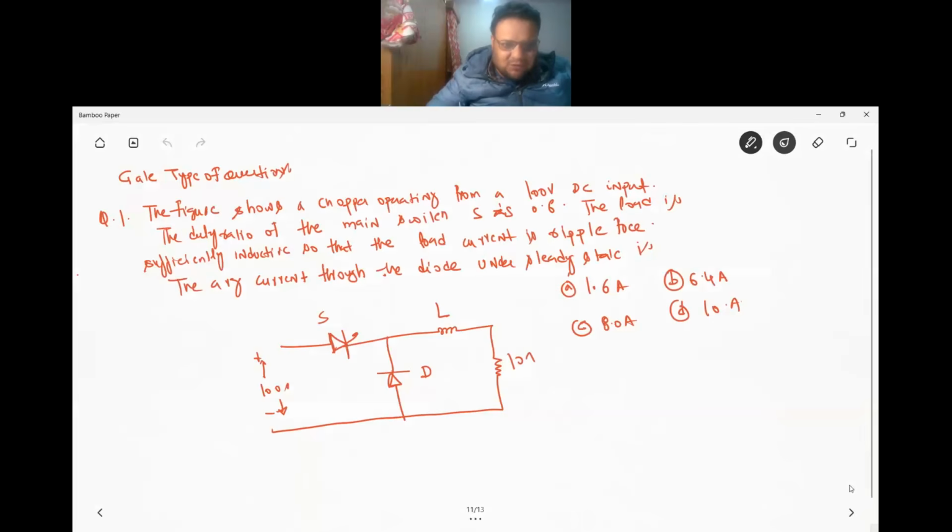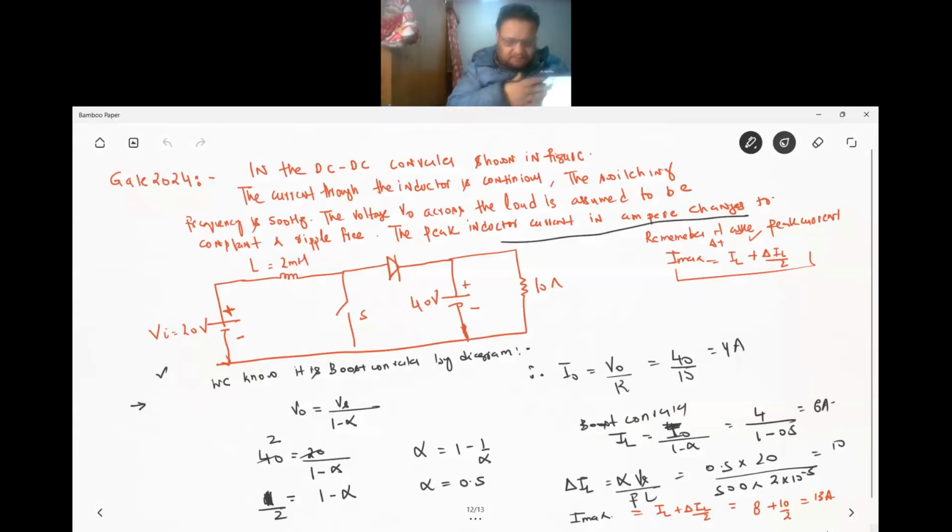Okay, now the GATE type of question is the figure shows a chopper. Okay, this is a simple question over here. Let me just read the question properly. Okay, let's go here. This one also we will do. Let me first do this.